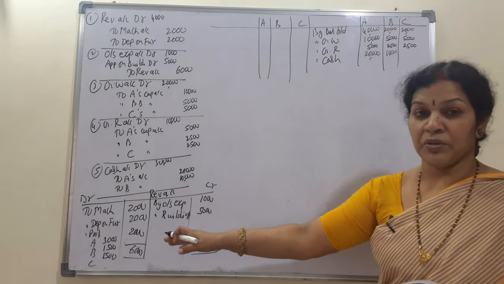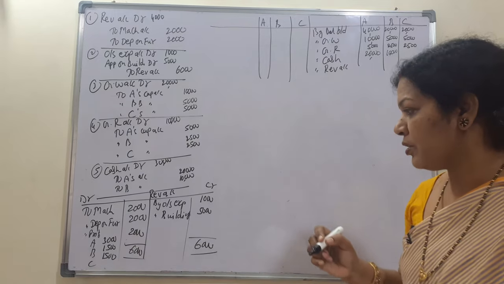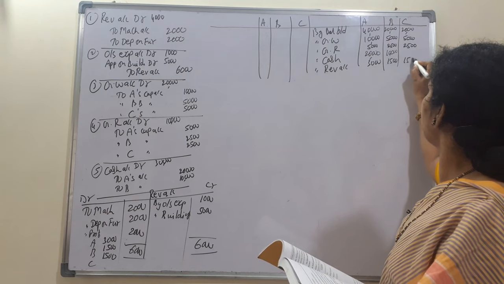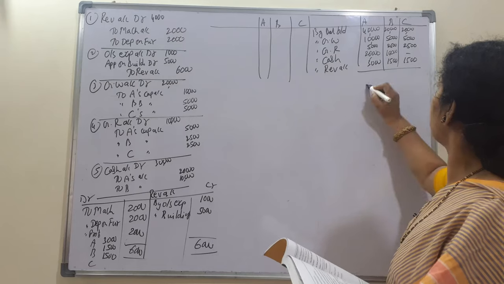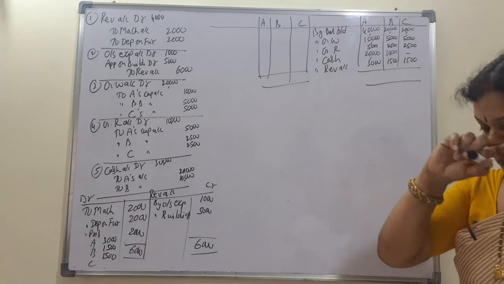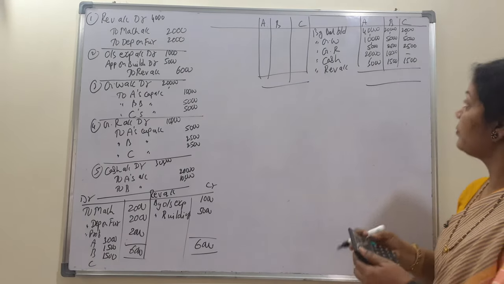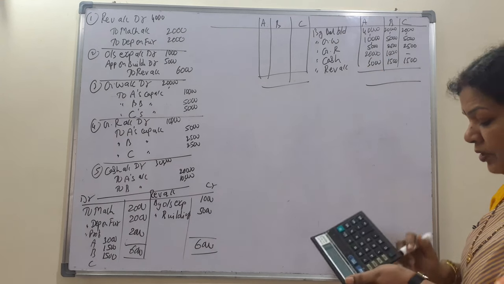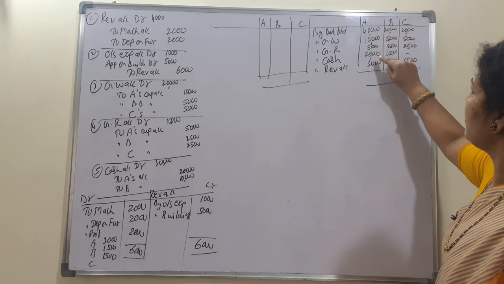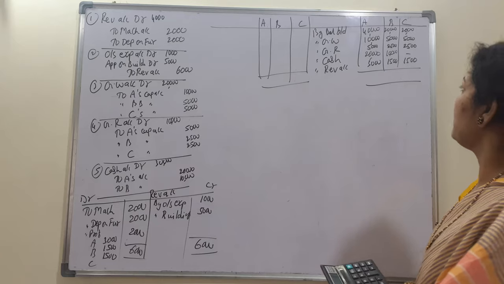Next, revaluation account, the profit they got. By revaluation account, 3,000, 1,500, 1,500. Anything else to write? That's all. Okay, we'll total up. So A's is here 40,000, 10,000, 15, 50,000, 55,000, 55 plus 75,000, 75 plus 3, 78,000.